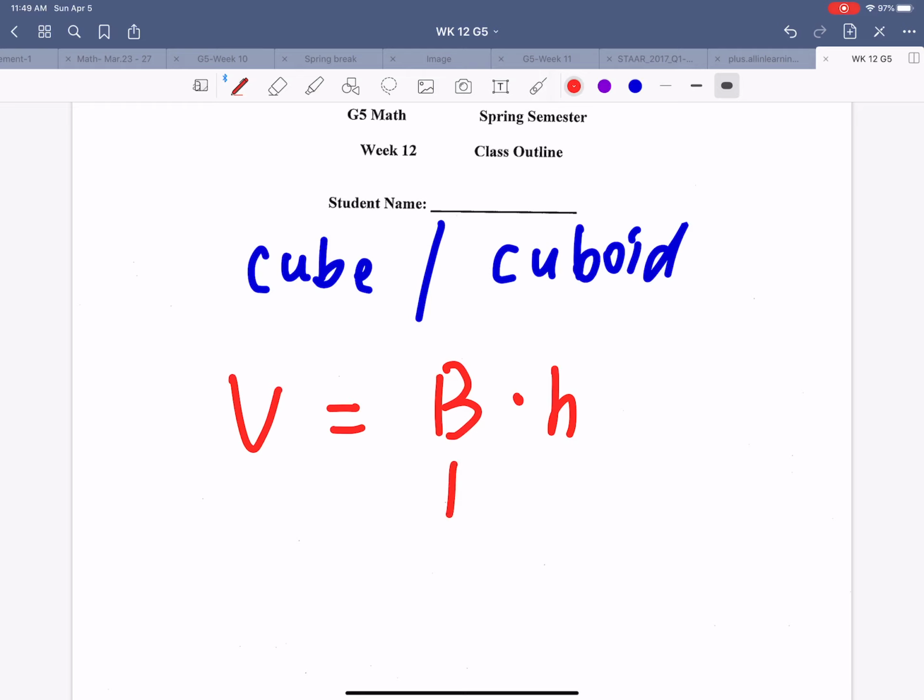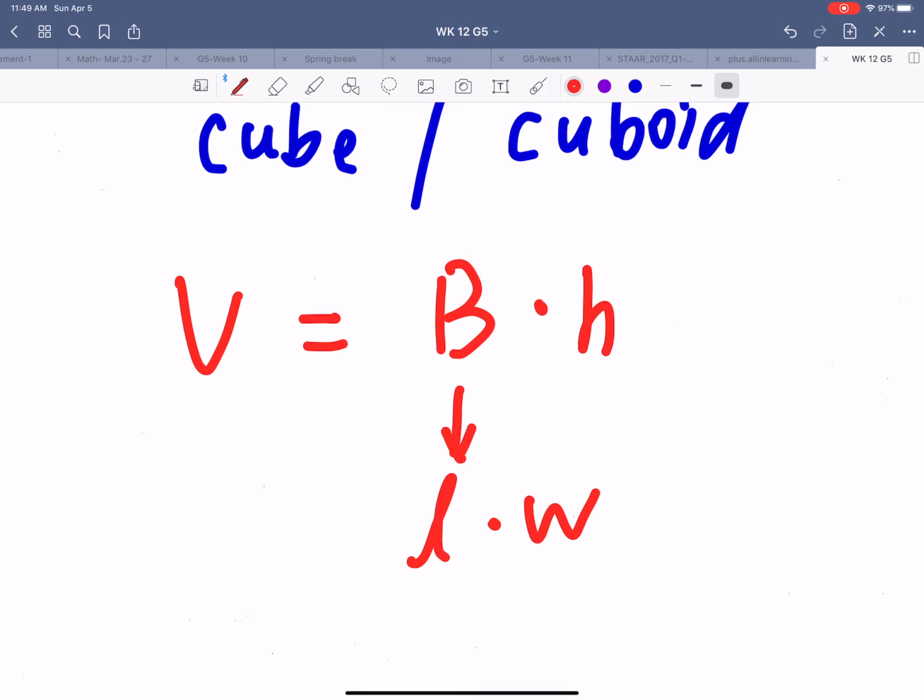And we can always substitute B with length times width, because the base of a cube or cuboid is going to be a rectangle or a square. And H, just bring it down. So we rewrite this formula as V equals length times width times height.